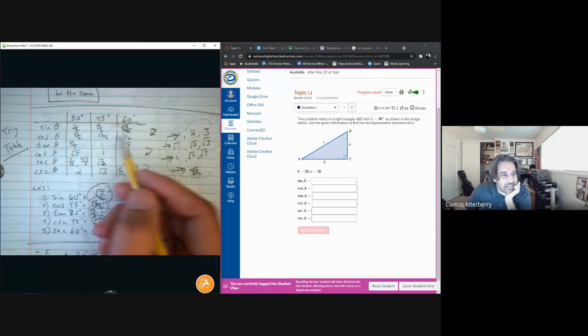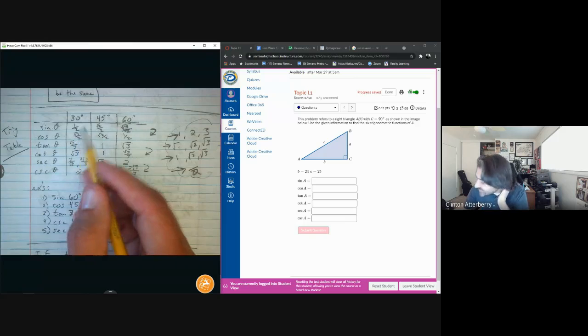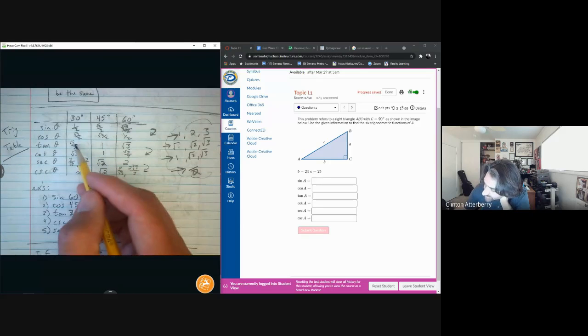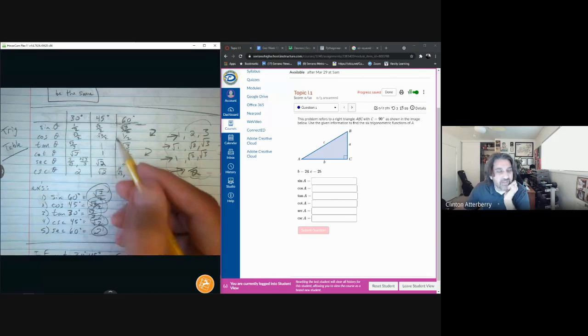Tangent, well, that's just sine divided by cosine. So this divided by this, when it's simplified, looks like this, square root of 3 over 3. Tangent of 45, anything divided by itself is just 1. And then square root of 3 divided by 2 divided by 1 over 2, when you simplify, it's just the square root of 3.